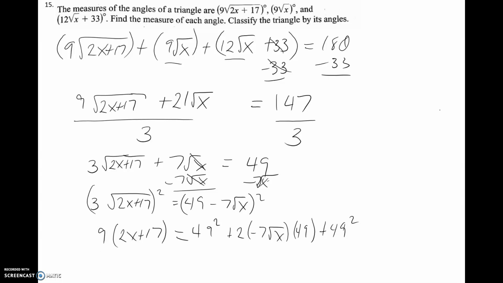But before I even deal with any of that, I want to go ahead and do some simplification here, just so I can clean up the right-hand side. And I'll actually go ahead and distribute the 9 here on the left-hand side too. So I have 18x plus 153 equals, and then 49 squared is 2401, minus, and then when I multiply 2 times negative 7 times 49, I end up with negative 686, and there's still that square root of x on there.